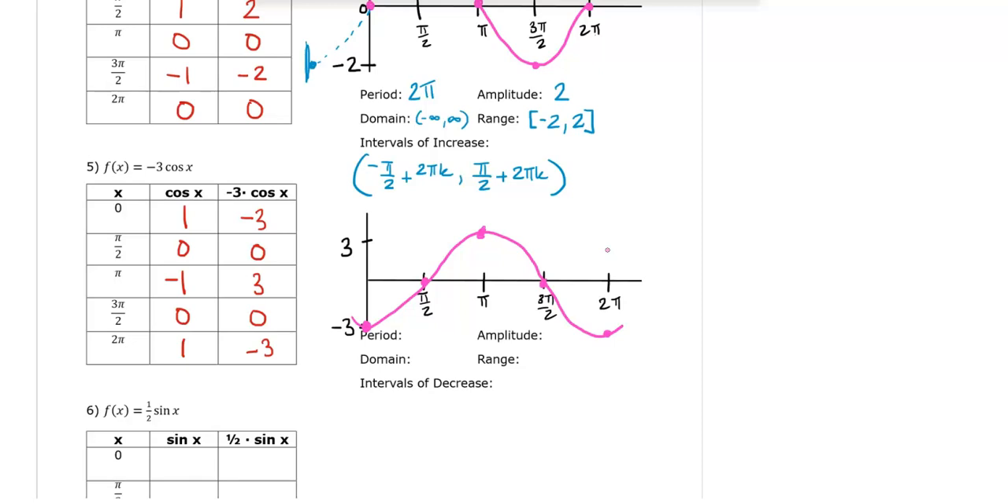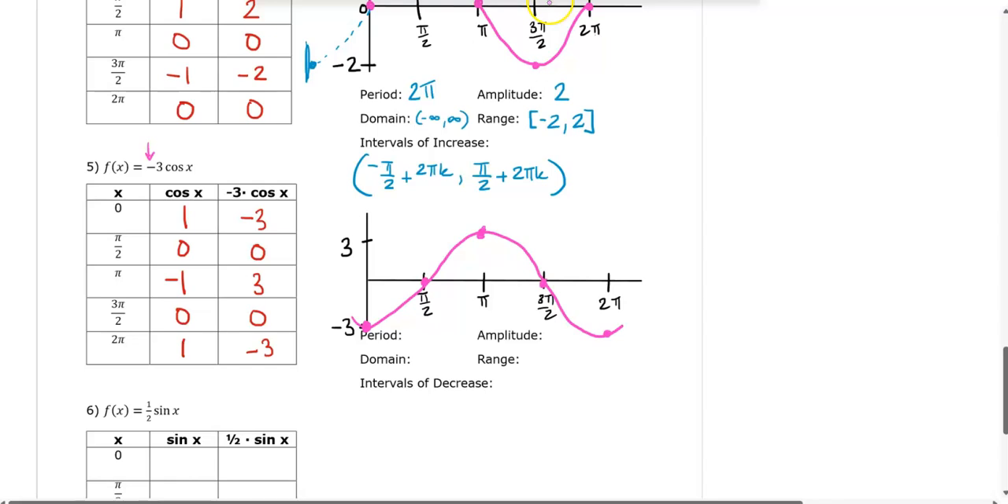Well, remember that if there's a negative in front, that also is a reflection across my x-axis. And that's exactly what's happening. So instead of starting at 3, we reflected and went down to -3. Instead of being down here at -3, we reflected across the x-axis, and now we're up here with +3. So that's exactly what's happening there.